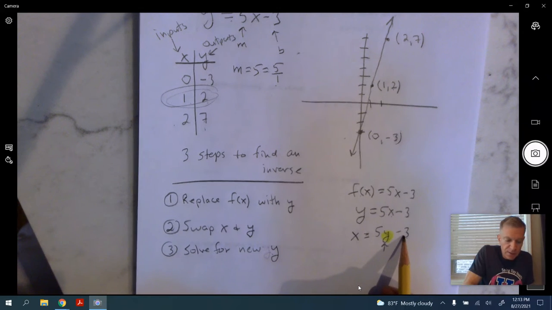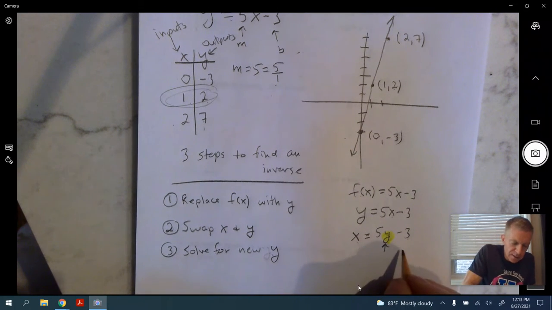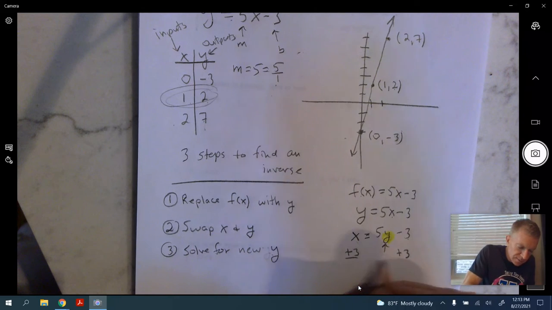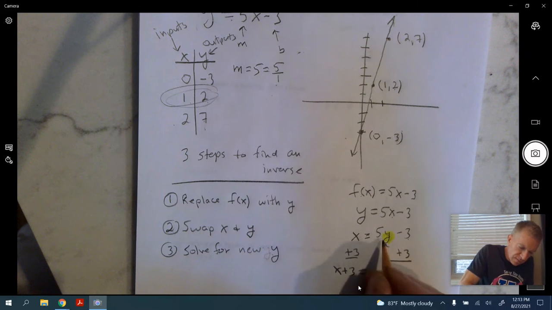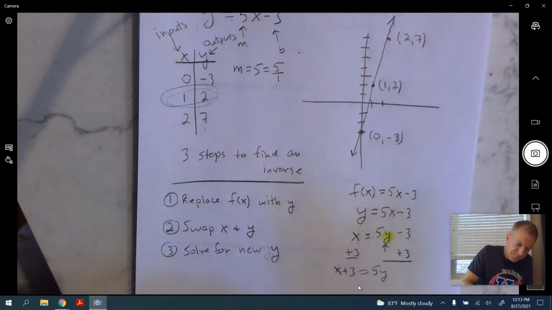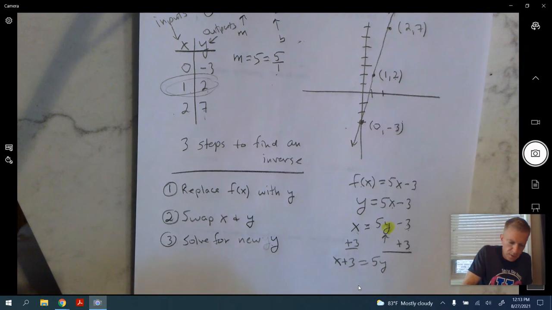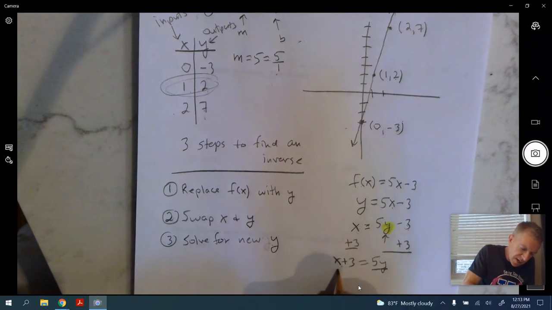Easiest way to get rid of a negative 3 that's just being subtracted: the opposite of subtracting is adding. We're going to add 3 to both sides. So this becomes x plus 3 equals 5y. And then the minus 3 plus 3 is 0, so we can get rid of that. Last step, get the y by itself, divide both sides by 5.